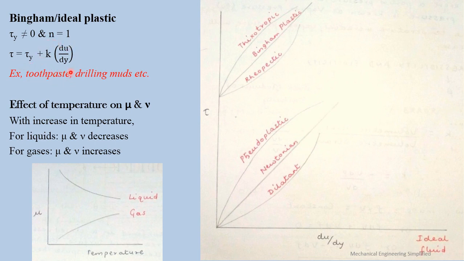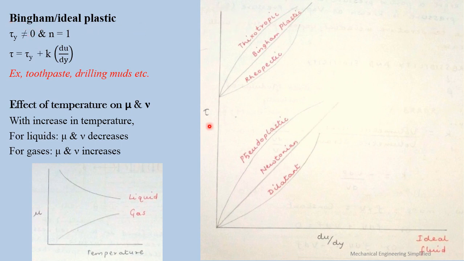In the case of toothpaste, you might have seen while squeezing it from the tube, it does not readily come out. But after you apply some force and the yield shear stress has been reached, it starts readily flowing out, and the shear stress becomes directly proportional to the velocity gradient or shear. So that is the example of Bingham or ideal plastic.